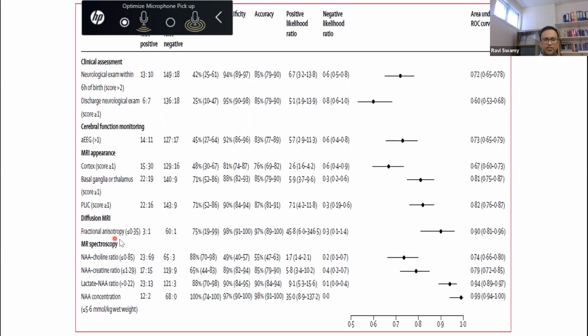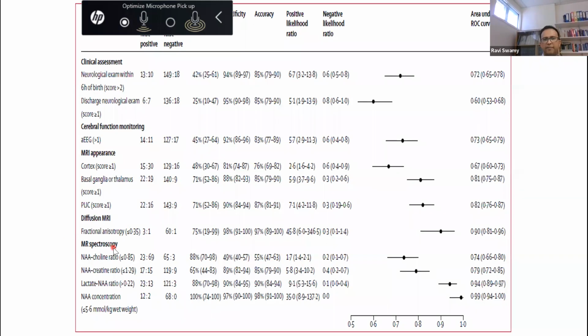Diffusion MRI, with fractional anisotropy, is not much used nowadays. I don't see many people reporting that, but it's very helpful. As you can see, it's like 0.9 nowadays. If your radiologist can give you diffusion fractional anisotropy, then that will be good. But I don't see many people giving this nowadays.